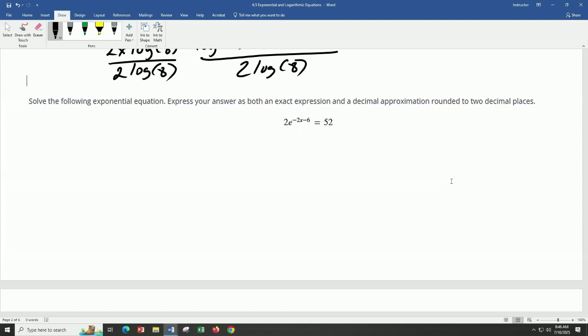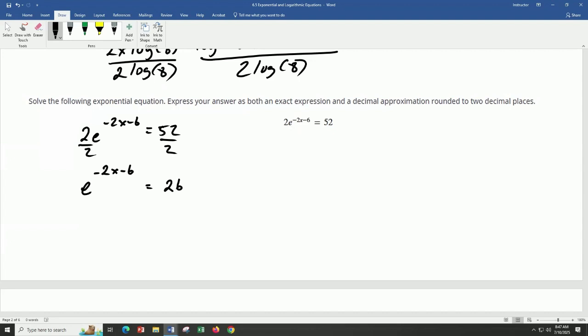2e to the power of negative 2x minus 6 equals 52. My goal is to get what by itself? x. That's the goal. Well, let's do it. I have 2 times e to the negative 2x minus 6 equal to 52. How about first, let's get it easy. How about we divide both sides by 2? Let's get rid of that guy. That's not weird mathematically. We've done that 1,000 times. Now I have e to the negative 2x minus 6 is equal to 52 divided by 2, which gives me 26, correct?